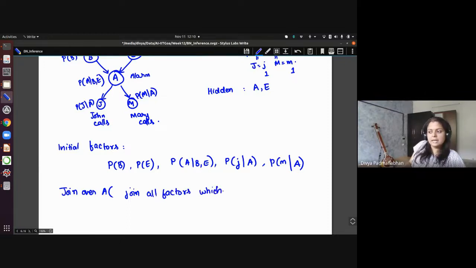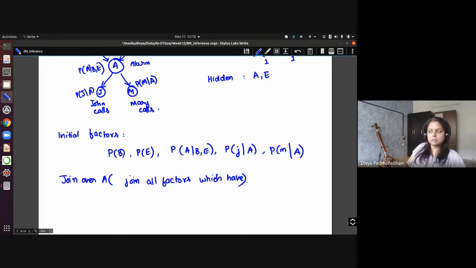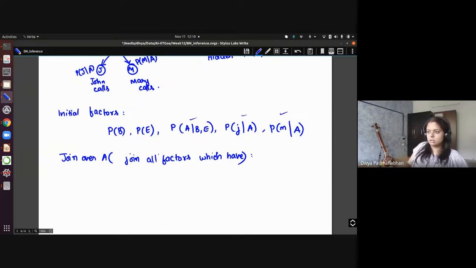Okay, so it's not necessarily that only two factors can be joined. You can do a join of multiple factors. So what are the factors to be joined here? P of A given B, E, P of J given A, and P of M given A. So these three, right? A join of these three factors.